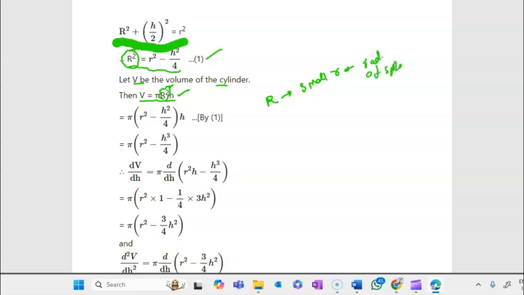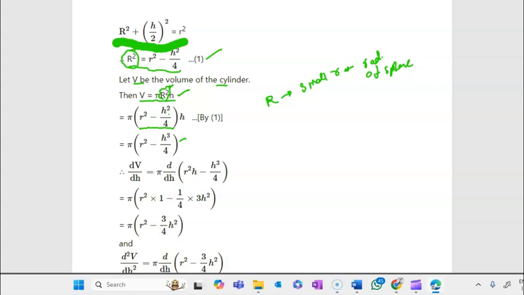So we were finding it this way. Now pi into R square, for the volume the formula is R square, so pi into (r square minus h square upon 4) into h. Now expand that: h into h square upon 4 becomes h cube upon 4.